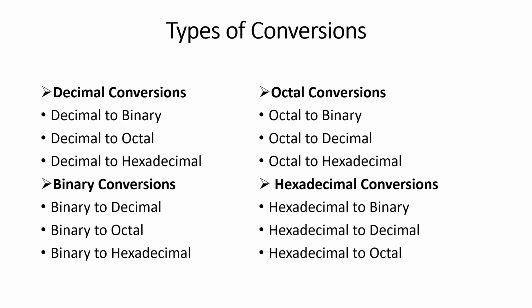Types of conversions. There are four types of conversion: decimal conversion, binary conversion, octal conversion, and hexadecimal conversion. In the decimal conversion, one is decimal to binary, decimal to octal, decimal to hexadecimal. Next, binary conversion: binary to decimal, binary to octal, binary to hexadecimal. In the octal conversion: octal to binary, octal to decimal, octal to hexadecimal. In the hexadecimal conversion: hexadecimal to binary, hexadecimal to decimal, hexadecimal to octal. These are the types of conversions we have.